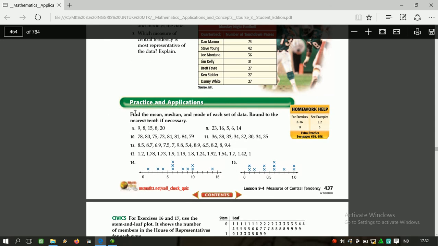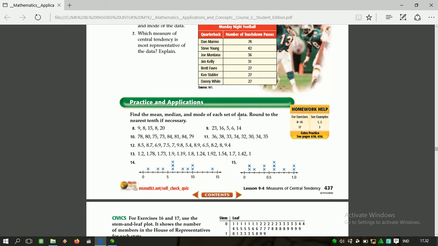Practice and Application. Find the mean, median, and mode of each set of data, rounded to the nearest tenth if necessary. Number 8 to 50.